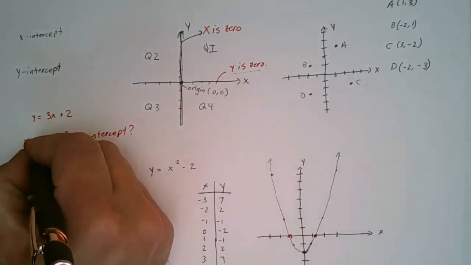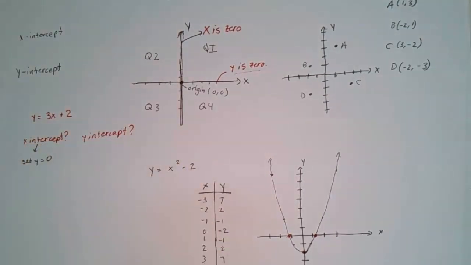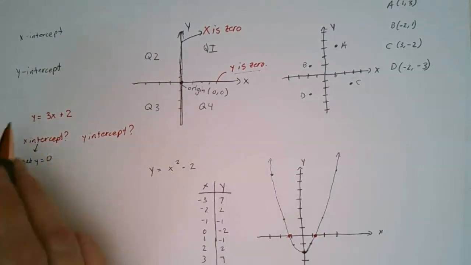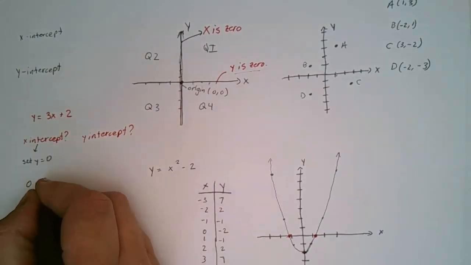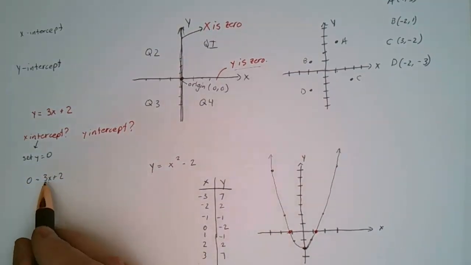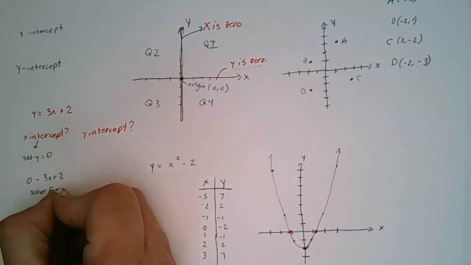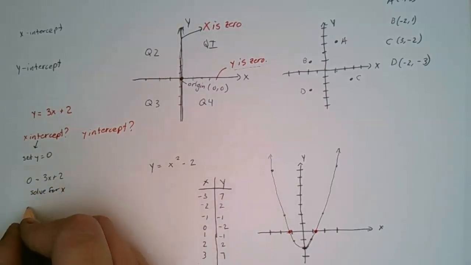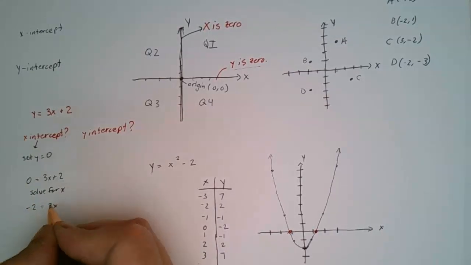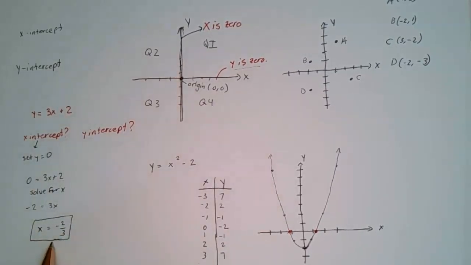Well, for the x-intercept, you're going to set y equal to 0. So take this equation, set y equal to 0. You get 0 equals 3x plus 2. Now what? Solve for x. So you move your 2 over, divide by 3, and you get something like this. That is going to be your x-intercept.